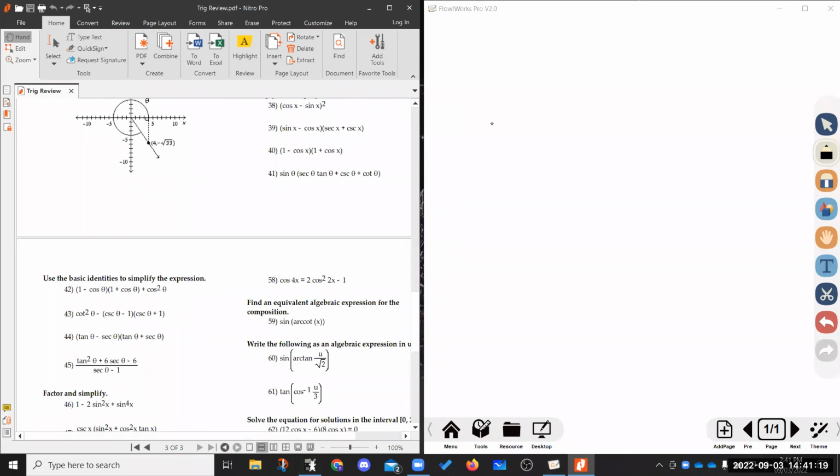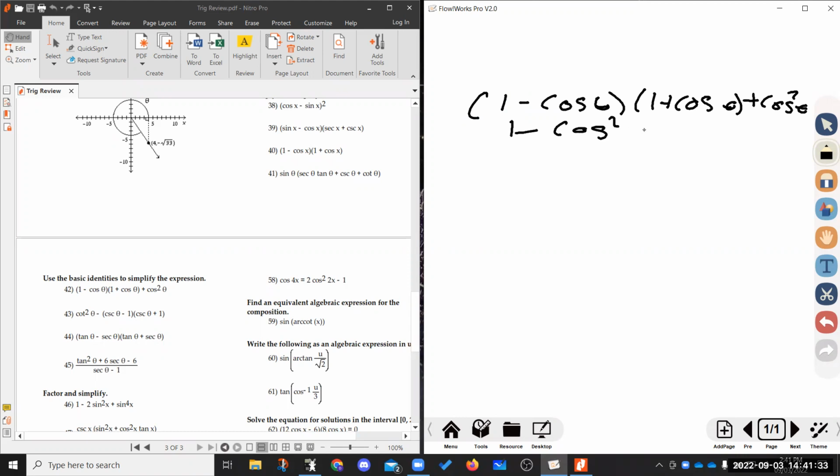Use basic identities to simplify the expression. 1 minus cosine, 1 plus cosine, plus cosine squared. This would be 1 minus cosine squared plus cosine squared, which is going to be 1. We could also change that 1 minus cosine squared into a sine squared, and sine squared plus cosine squared would be 1.